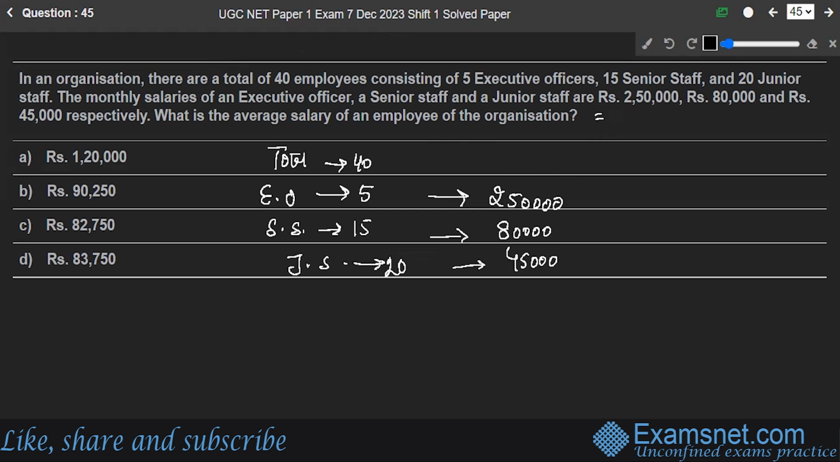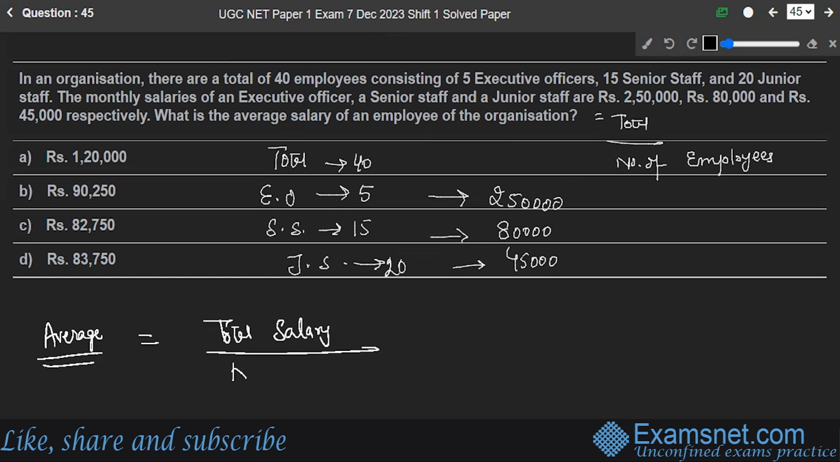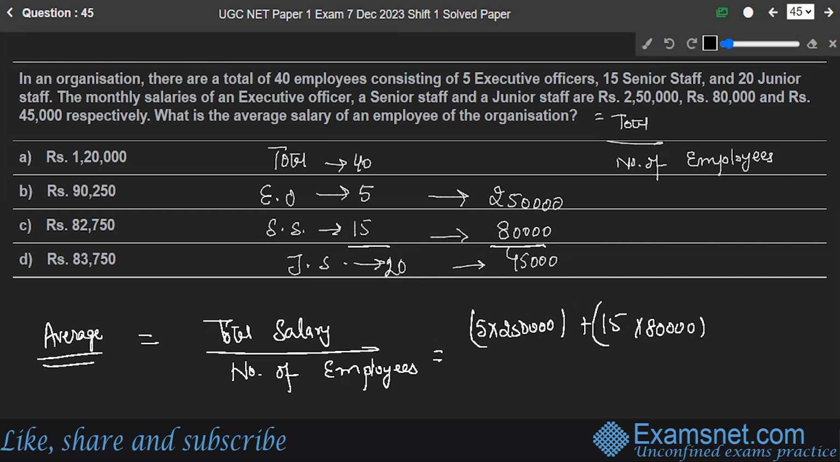See, average is given by the total salary divided by the number of staff or number of employees. The number of employees is already given. So let's find out the total salary first. Or let's go directly, right? Entrance exam, so short of time. So average is given by total salary divided by number of employees. So total salary is 5 into 2,50,000, 15 into 80,000, and 20 into 45,000, divided by a total of 40 employees.